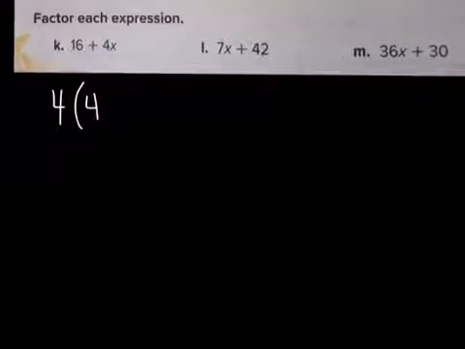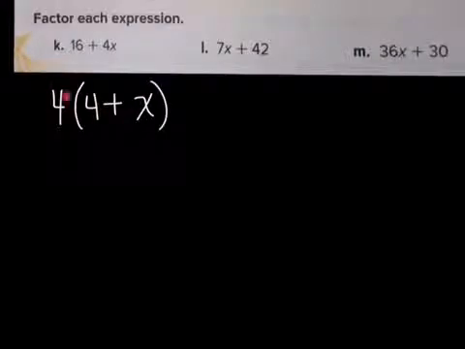I know that for the first one, my common factor is 4. So I know that I can do 4 times 4, it will give me 16, plus x. Why did I do x? Because 4 times x is 4x. Remember, I'm just going to go backwards here. Now, this is not part of the answer.